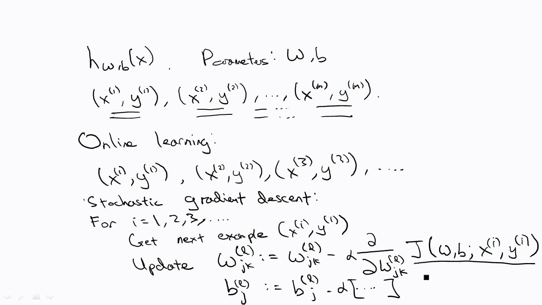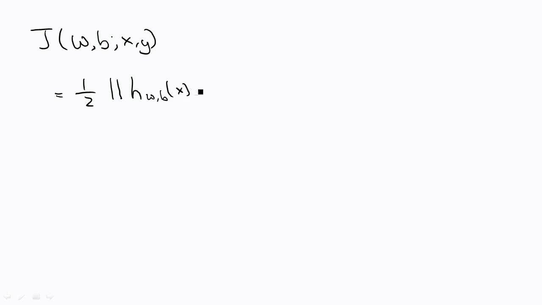So what I'd like to do now is write out a specific cost function J of W, B, x, y on the next slide. The cost function we're going to use for training a neural network, I'm going to choose the following: one half, squared.